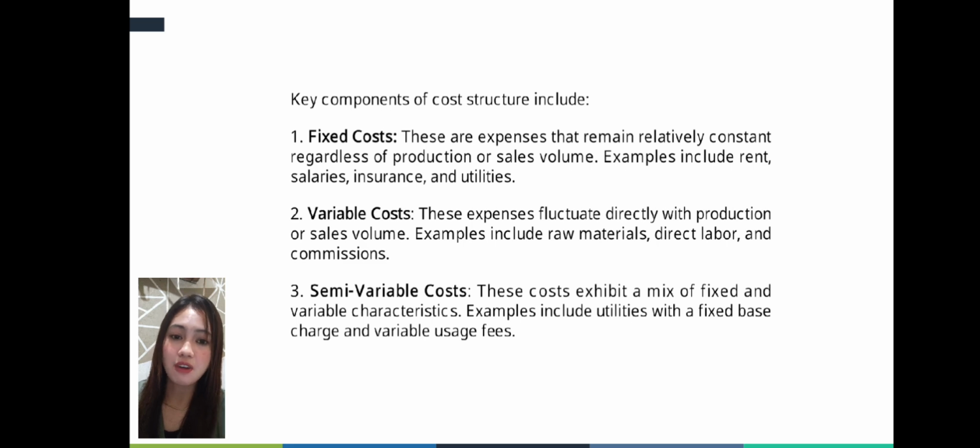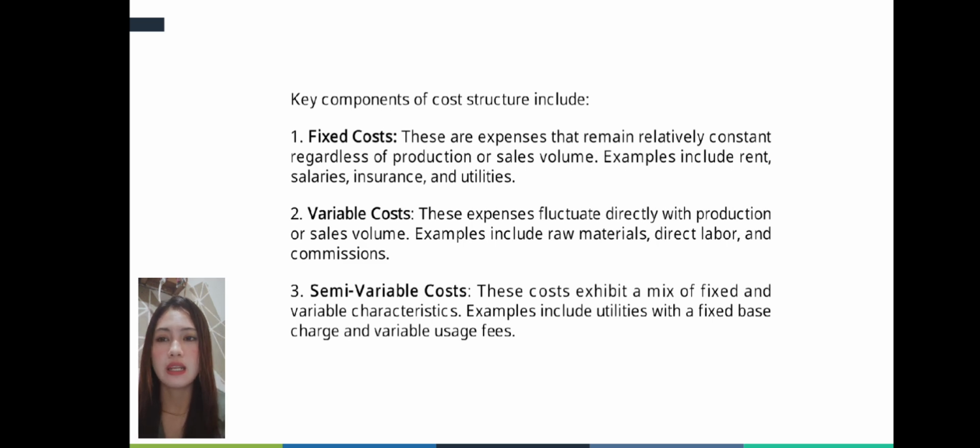The second one is variable costs. These expenses fluctuate directly with production or sales volume. For example, raw materials, direct labor, and commissions. Also, these are expenses that change in direct proportion to the volume of goods or services a business produces. This means it increases as production increases and decreases as production decreases. It's all about pricing, budgeting, and profitability.